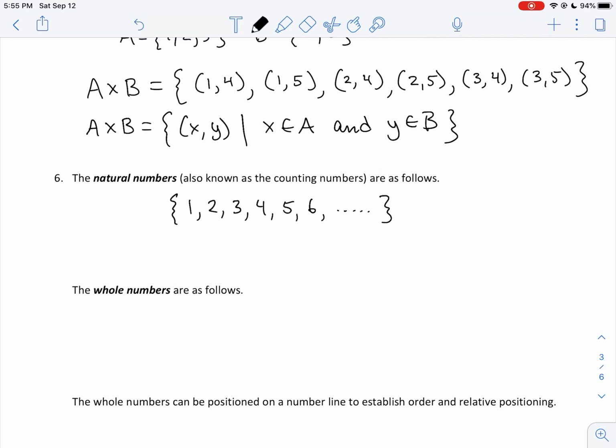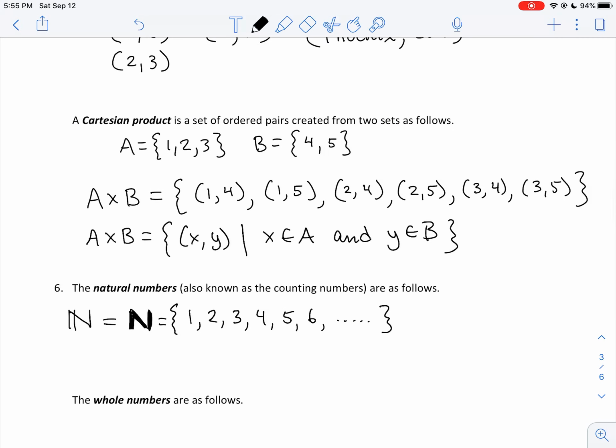There's infinitely many numbers in this list, and the letter that is often used to represent the set of natural numbers is a bold capital N. Or if you can't write bold and don't want to do what I did, sometimes you just see an N with a double bar on the left side of it like that. And it stands for the natural numbers.